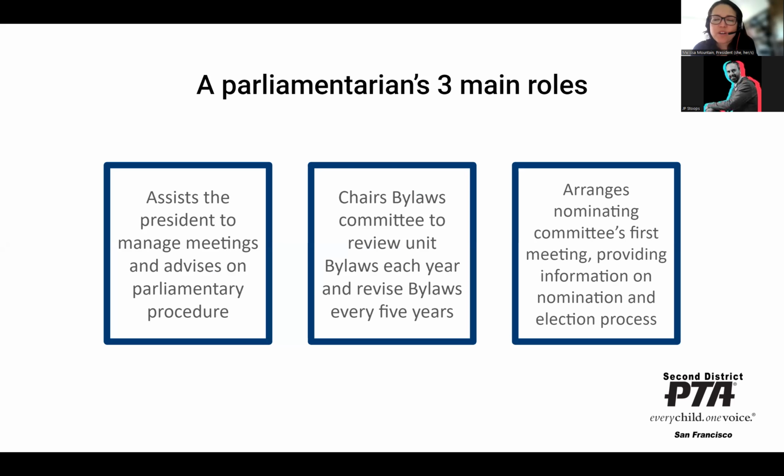So in terms of a parliamentarian, you can break it down into three main roles. The first role of a parliamentarian is really to be a consultant or an advisor to the president. They partner a lot with the president. So that's why it is an appointed role, because you need to be able to work well with the president. The second main role of a parliamentarian is to chair the annual Bylaws Review Committee, and we'll talk more about the bylaws in a bit.